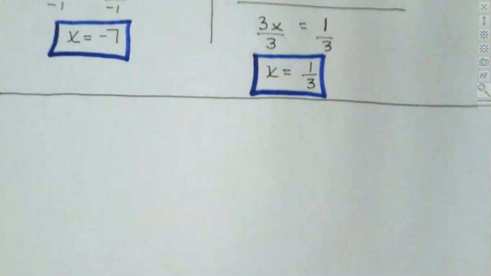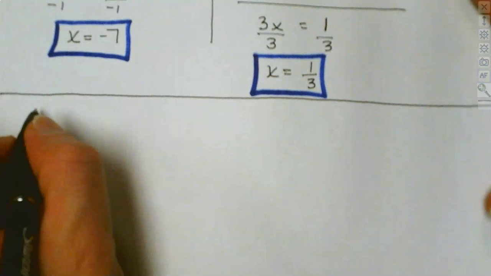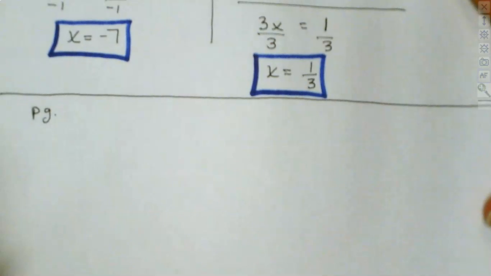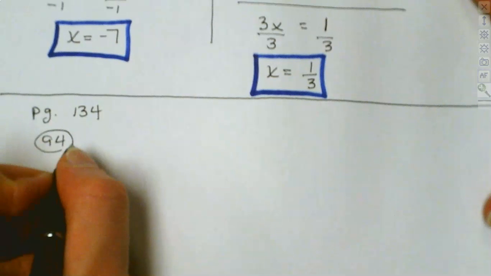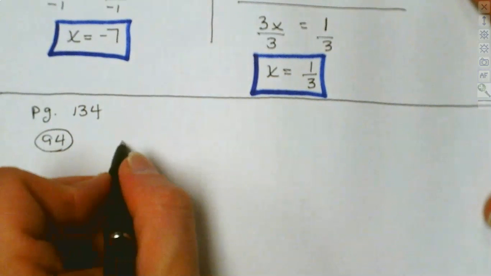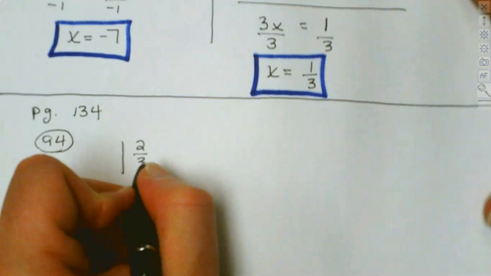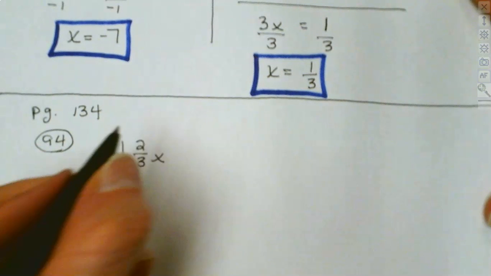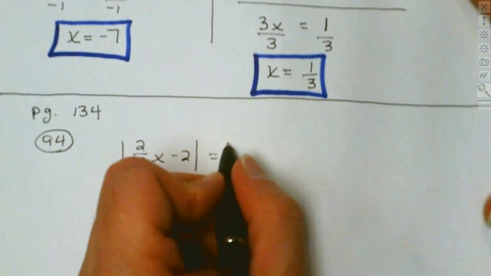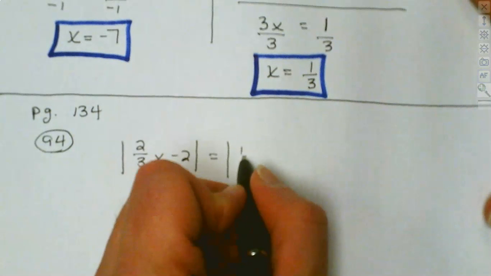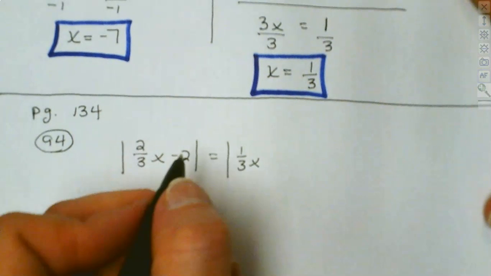And I'll just pick one from the textbook here. Let me see if I can't find one here. How about question 94? And this is on page 134. Question 94. And we've got 2/3 x minus 2 equals the absolute value of 1/3 x plus 3.